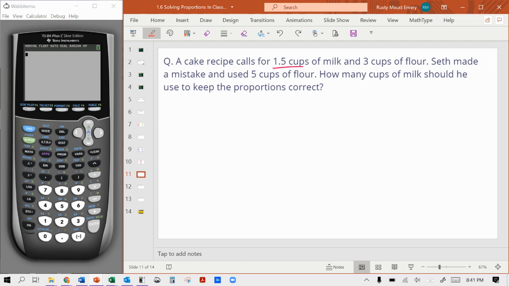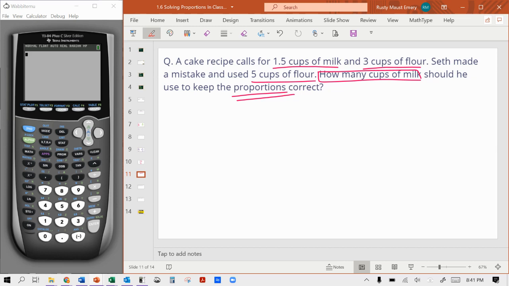Almost always when I'm reading through, I'll start underlining as I go. 1.5 cups of milk and 3 cups of flour. Seth made a mistake and used 5 cups of flour. How many cups of milk? So there's the question. How many cups of milk should he use to keep the proportions correct? So right there, there's your clue.